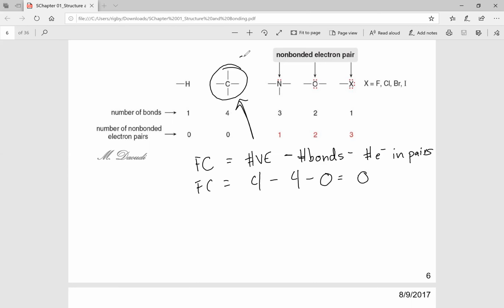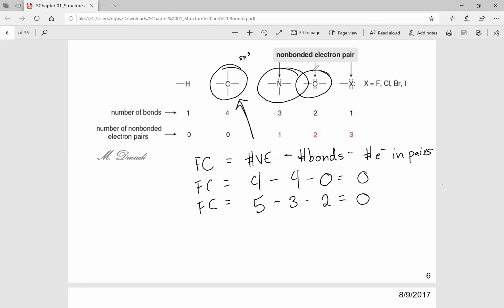And also we can see that it's sp3 hybridized. When we look at nitrogen, we know that nitrogen starts out with 5 valence electrons, and in this case it has 3 bonds and 2 lone pairs, 2 electrons in lone pairs. 5 minus 3 minus 2 is 0, so it's neutrally charged.